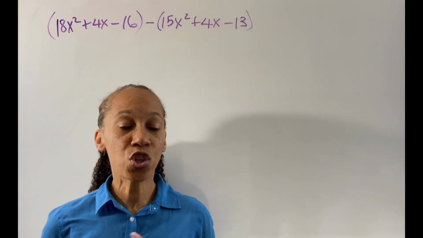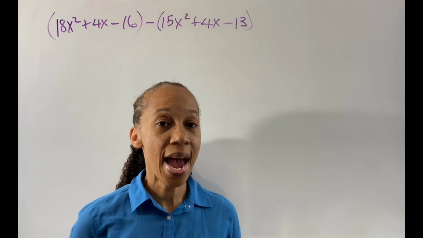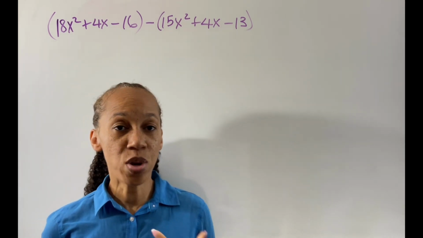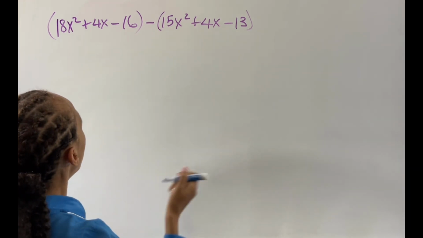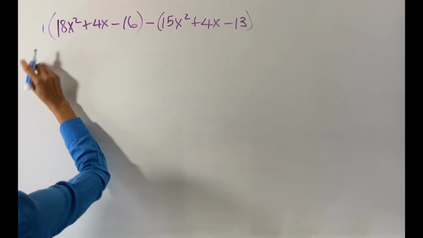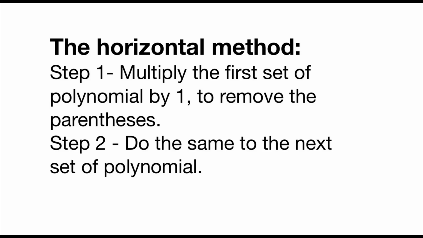I'm going to first show you how to do this, the horizontal method, and there is one key thing that you have to do. So we know horizontally is going across. So if you're doing this horizontally, well, we're going to get rid of the parentheses. So it's like multiplying by an invisible one here to get rid of the parentheses. So we are first using the distributive property.